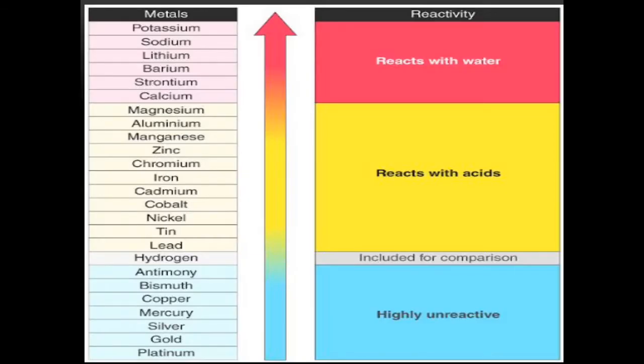So we see how it looks. We can see all of the metals, normally common metals. The metals are arranged in some order, and that is the order of reactivity. So the series begins with the most reactive metal, potassium, and the series ends with the least reactive or highly unreactive, meaning the most stable element, gold or platinum.